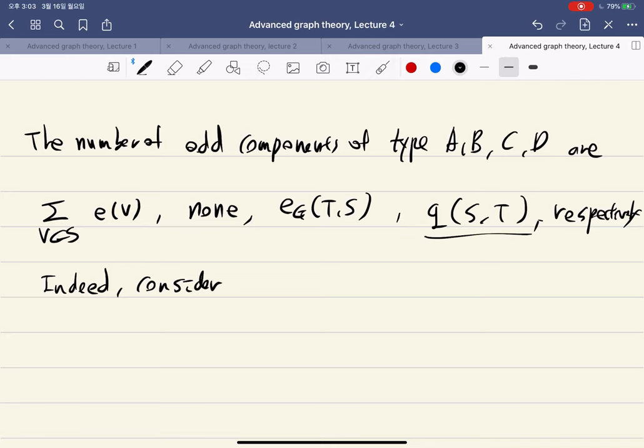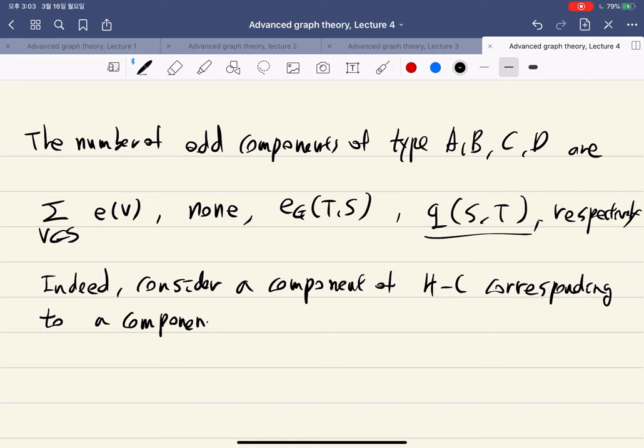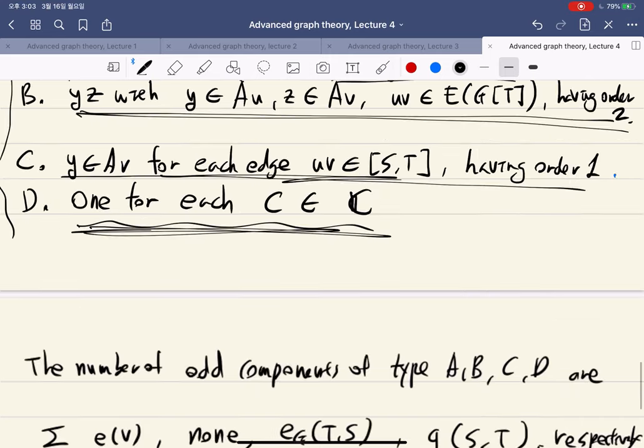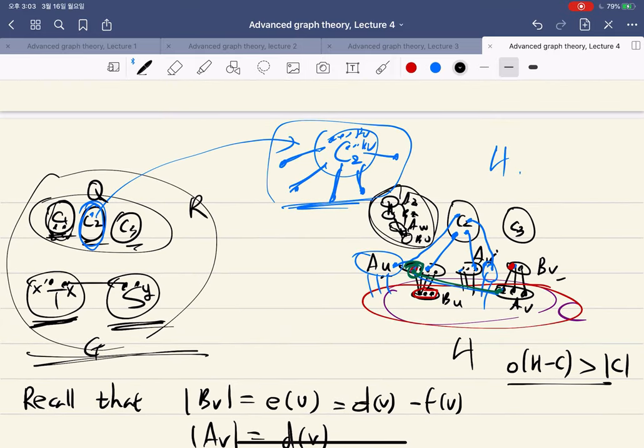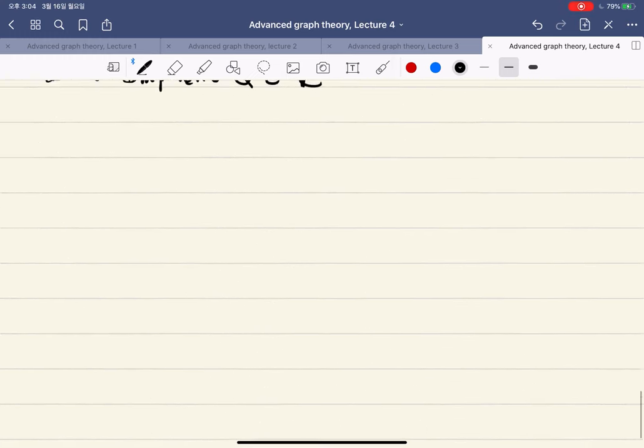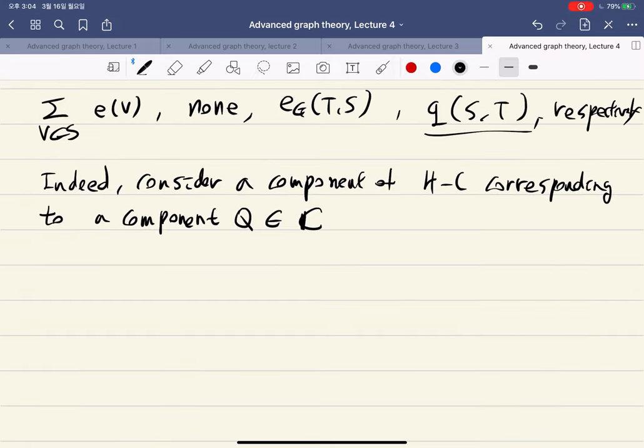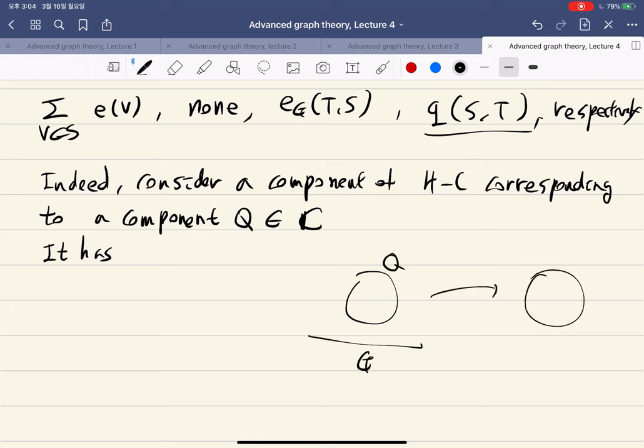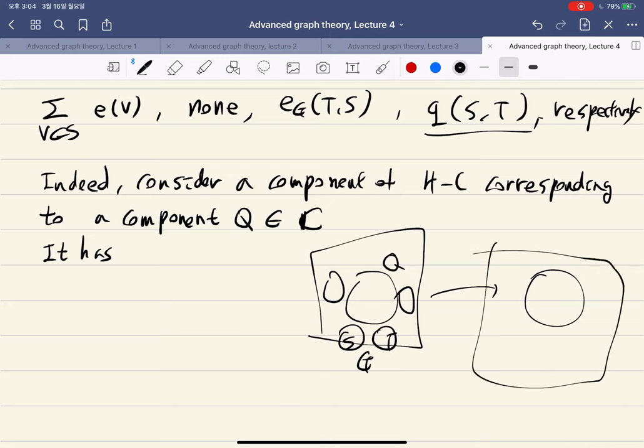Indeed, consider a component of H minus C corresponding to a component Q. Say we have a component Q here, and then it becomes this shape in here. So we have this Q, and then in G, we have S and T, and we have one component Q and another component. And then in this H, we have C.